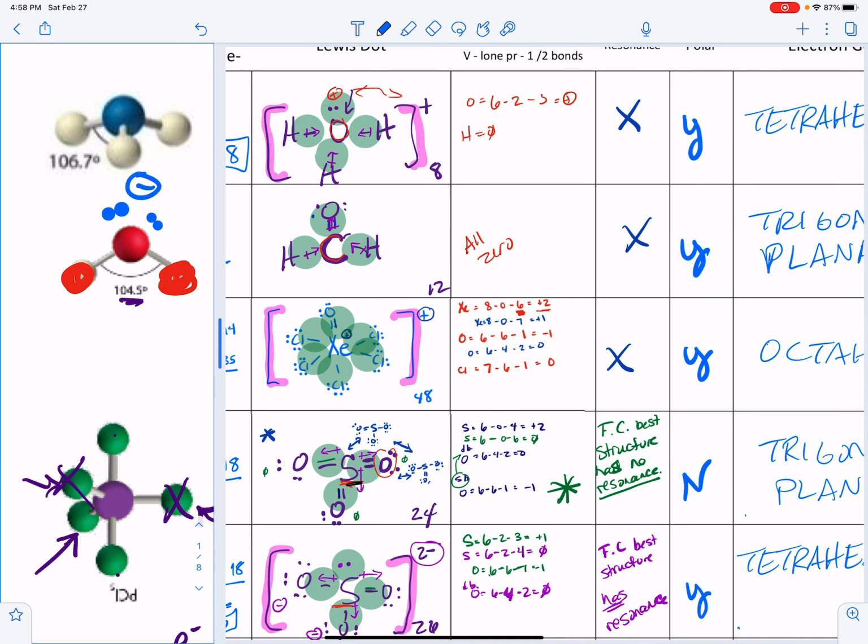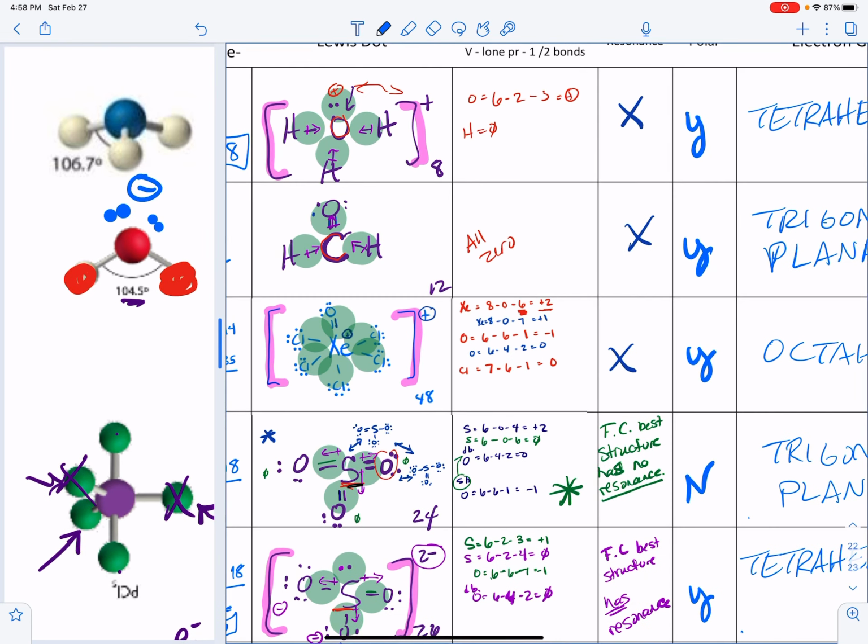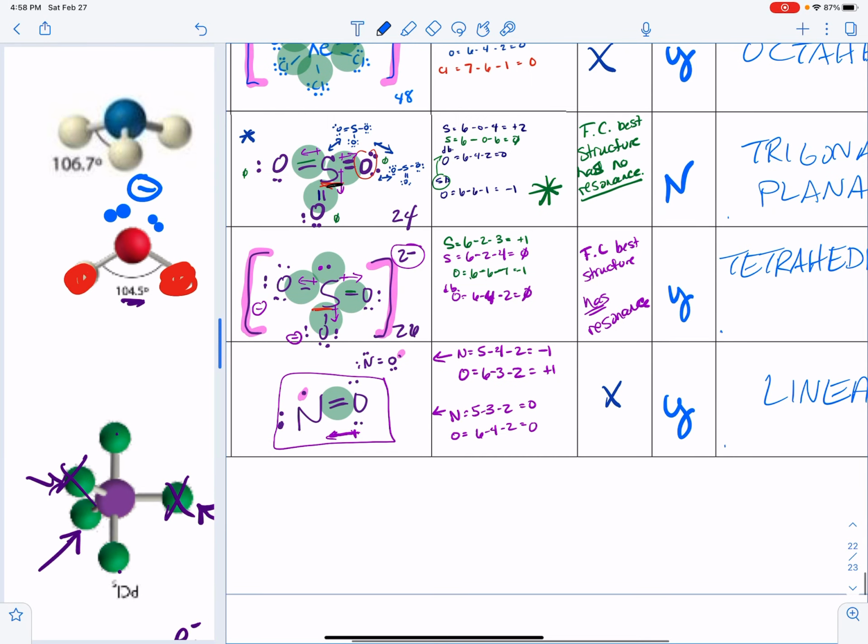And then if we look at the next few, yes, this one is polar. Again, it's the lone pair that affects things. This has different atoms, so that's going to be polar. This has different atoms, so that's going to be polar. No lone pairs, all the same atoms, and it's trigonal planar, so that's nonpolar.